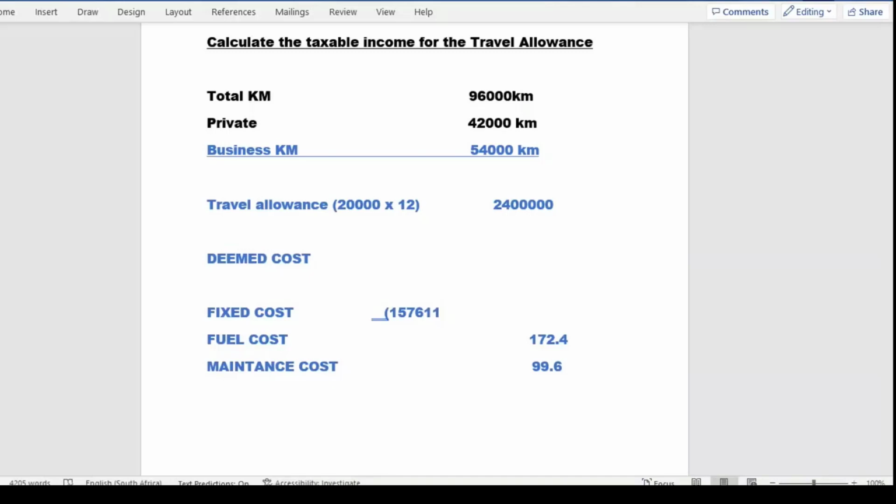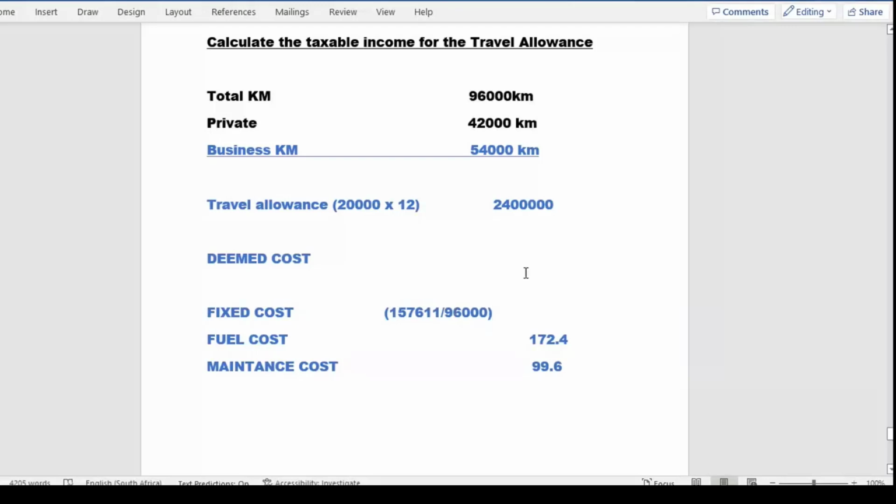Right, the conversion would be in this way. For the fixed cost, you take that amount and then you divide it by the total number of kilometers, which is 96,000. So we'll say this divided by 96,000. That's the total kilometers traveled, right? And how much are you getting?